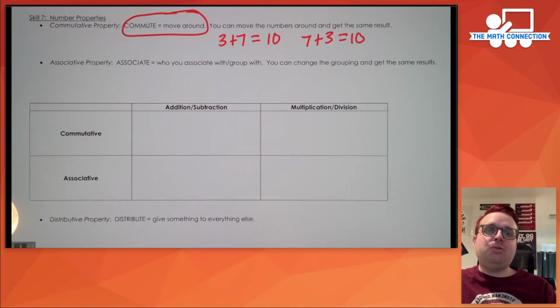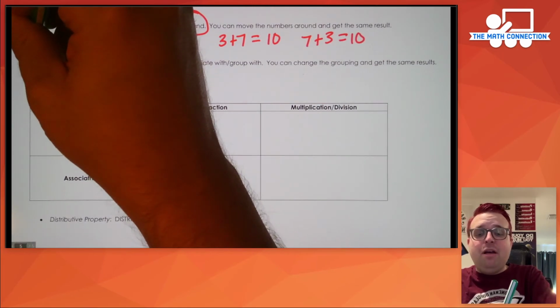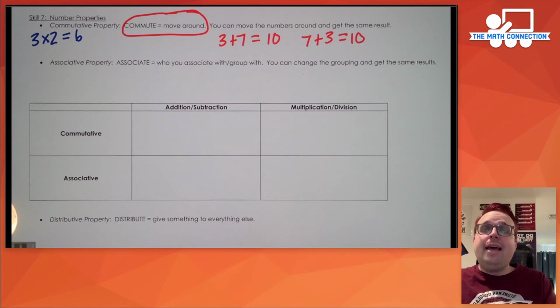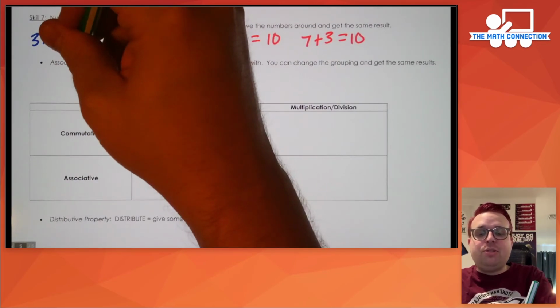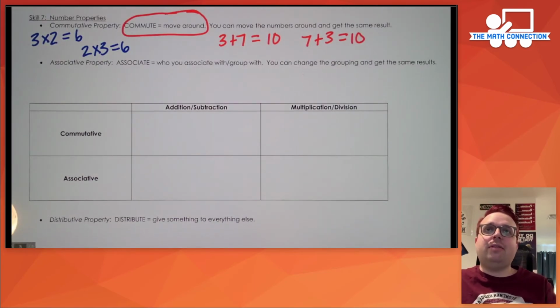The same thing is true for subtraction. The same thing is true for multiplication and division. And let's do an example of what a multiplication one might look like. You might have 3 times 2, which gives you 6. And then if you move 3 and 2 and switch places, you get 2 times 3. That also gives you 6. So that's why that property is true.